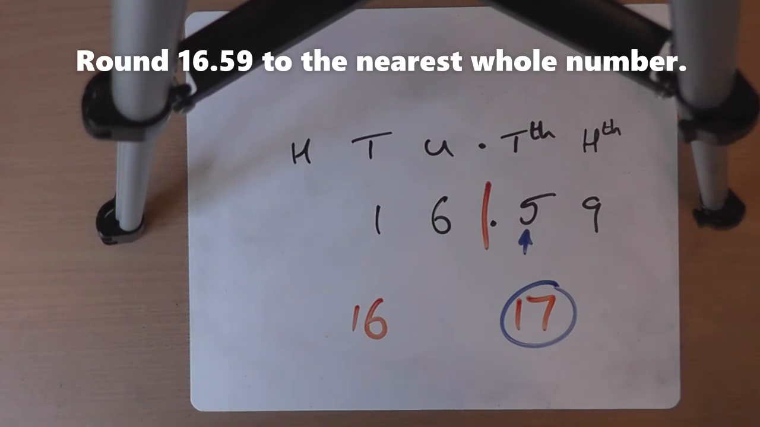Notice that we've not used the 9 at all. The 9 is there, but it hasn't played any part in the rounding process because the 5 is a bigger contribution. The 5 is more important to which way we're going than the 9 is. But 16.59 to the nearest whole number is 17.